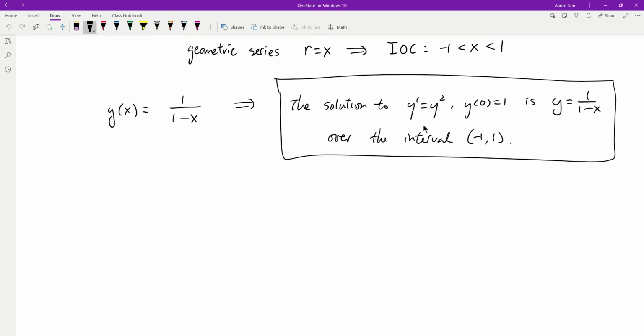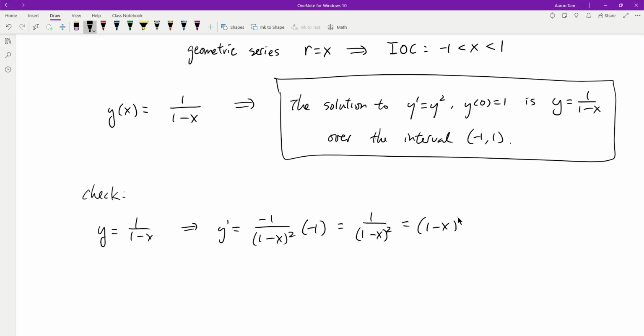Now, how do I know this is the right answer? Well, we can definitely check. So how about we do a quick check? Well, let's see. If y is equal to 1 over 1 minus x, then y prime would equal -1 over 1 minus x squared, multiplied by -1. The -1 is the derivative of 1 minus x, so don't forget that. So that becomes 1 over 1 minus x squared, or maybe I write it as 1 minus x to the -2.